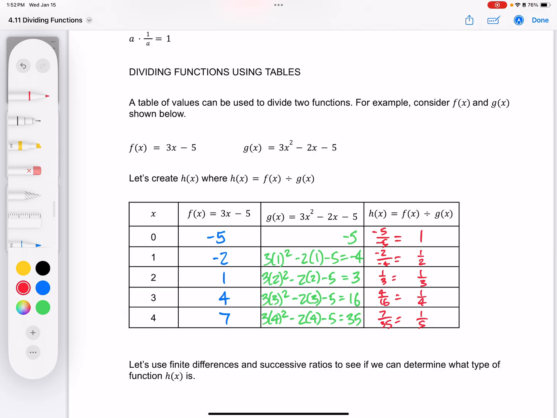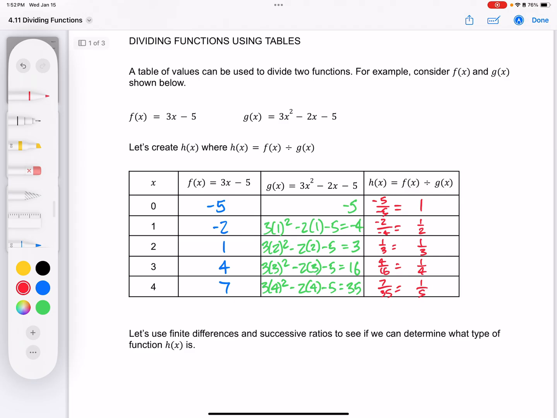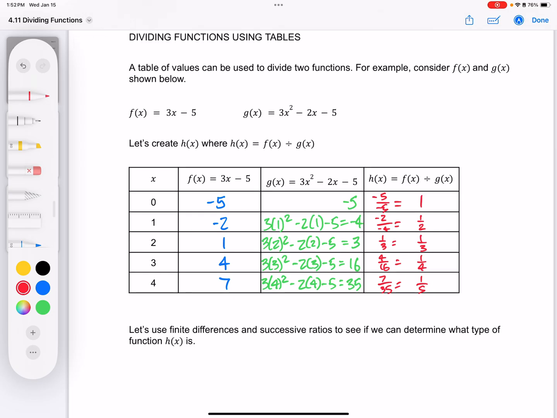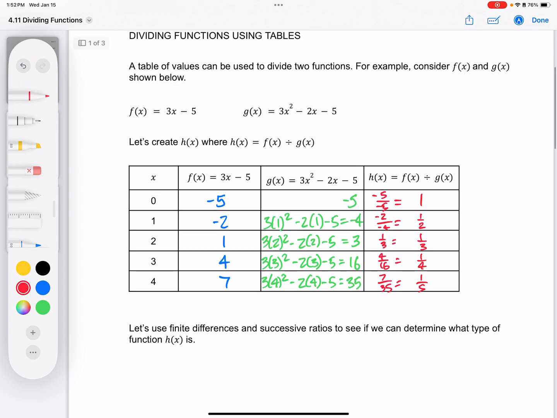Finite differences and successive ratios. See if we can determine what type of function h of x is. I can see that I've got f divided by g. So if I use finite differences, that means I'm looking at the difference of each of these, how much it goes down. This is minus 1 half. This is from 1 half to 1 third. That's minus 1 over 6. From 1 third to 1 fourth, that's minus 1 over 12. From 1 fourth to 1 fifth, that's minus 1 over 20.